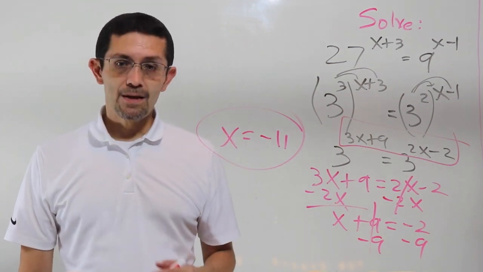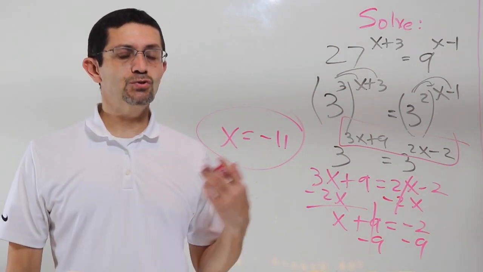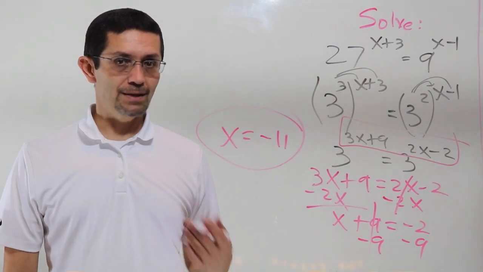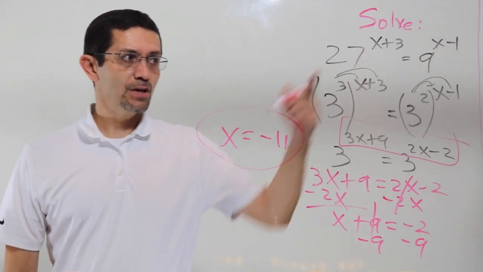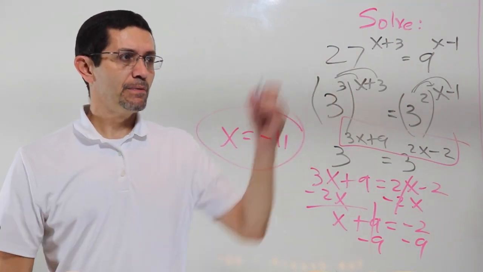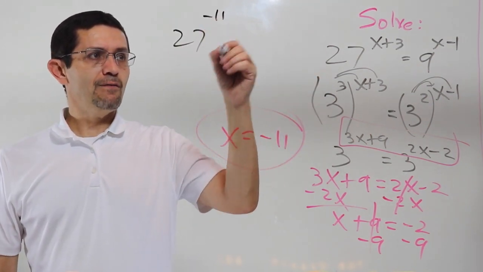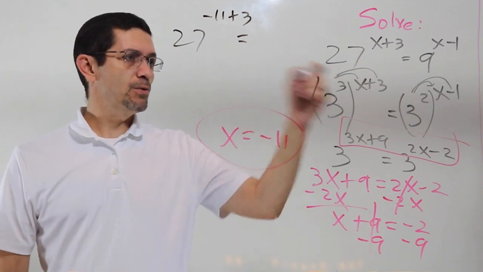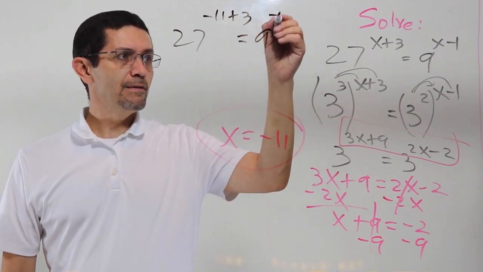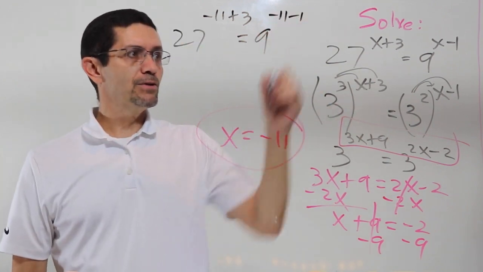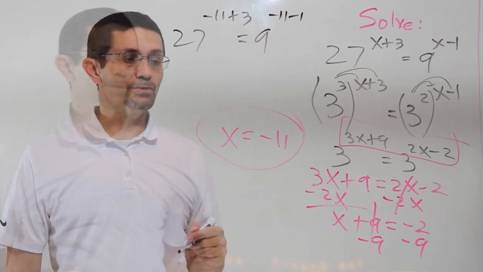Okay? Now, every time we get an answer, we want to double check our answers. All right, let's get used to that. So I go to my original problem. I have 27 to the negative 11 plus 3 equals 9 to the negative 11 minus 1. And right now I'm checking my answers.